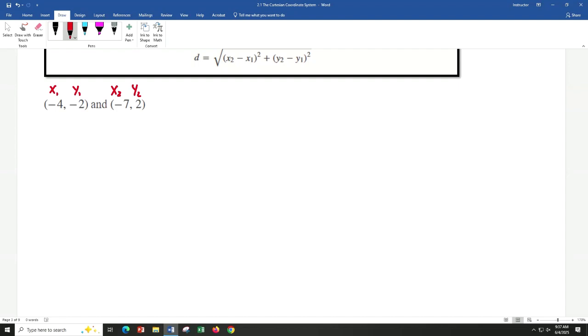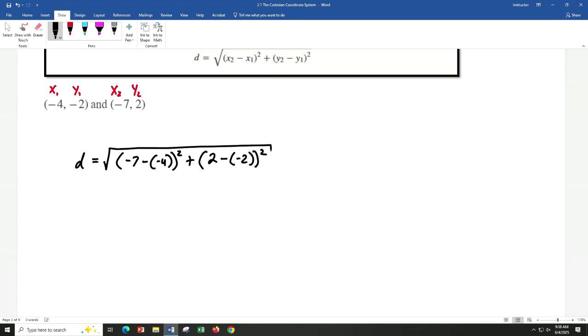Okay? So we're going to come in here. Let's pop everything into our formula and realize that we're going to have D is equal to the square root. Well, my x sub 2 is negative 7. The formula says I'm going to be minusing, so I'm going to minus my x sub 1, which is going to be a negative 4. Close that off and don't forget to square it. Plus y sub 2 is 2 minus a negative 2. Close that off and square it. And there we go. Now we're going to take the square root.